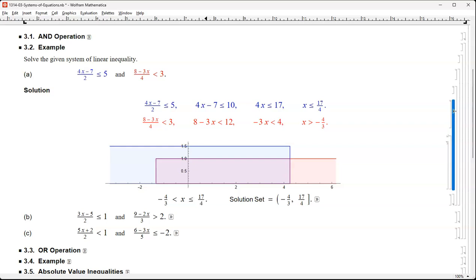Blue corresponds to blue, red corresponds to red, and that intersection is purple. Do you see that? -infinity to 17/4 as blue, -4/3 to infinity, and then in between we have -4/3 to 17/4, that's purple. And you have to be careful about which endpoint is included and which is not. Here we have strict inequality, so -4/3 is not included. So here we have a parenthesis over here, yeah, to the left, and to the right we have a bracket.